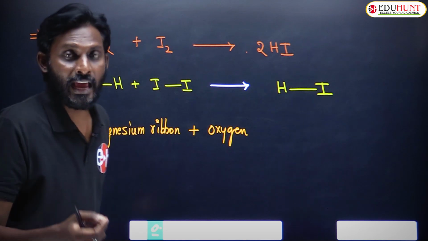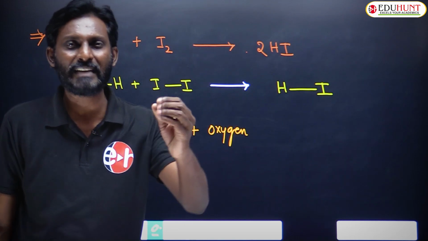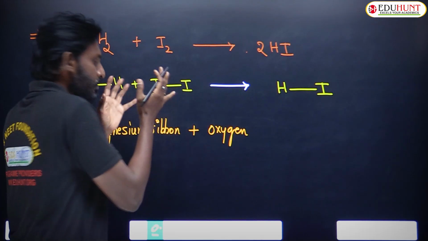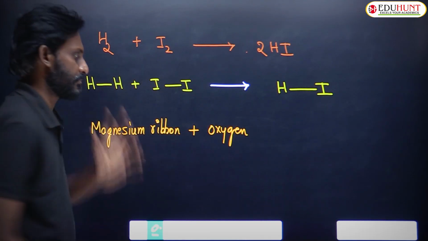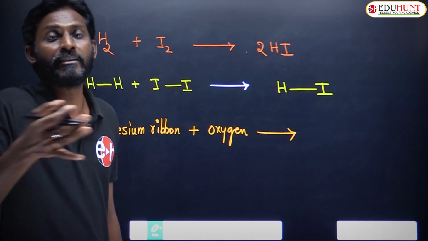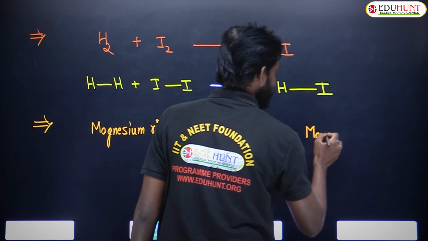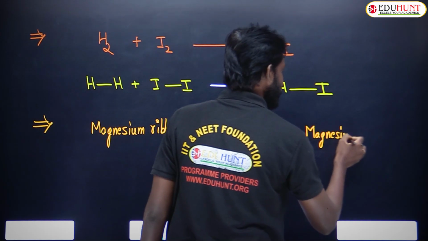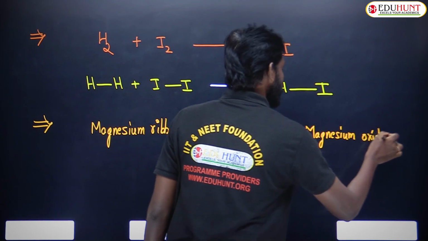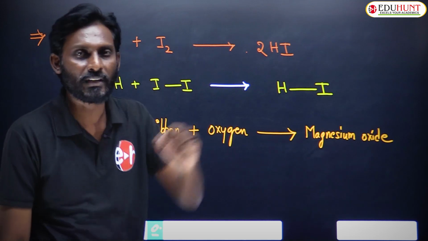What happens, and what we can observe physically, is there is a brilliant dazzling light. It burns with a brilliant dazzling flame. And a different compound is formed called magnesium oxide. So this is what actually happened.